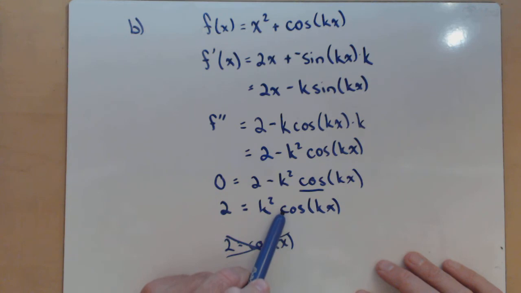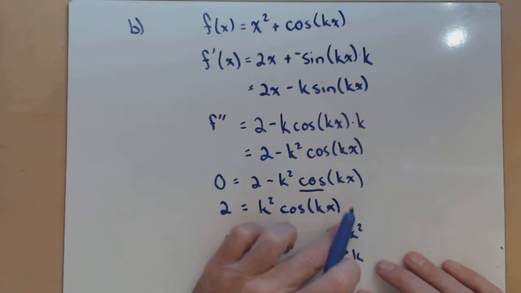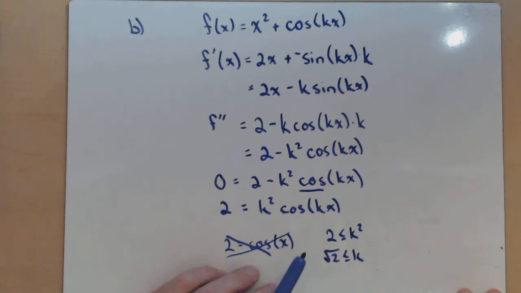Since the biggest cosine can be is 1, if we take that into consideration, then we have to figure out what k is going to be in order to make this statement true. Well, k squared is going to have to be at least 2, which means k has to be at least square root of 2 in order for this thing to have inflection points.